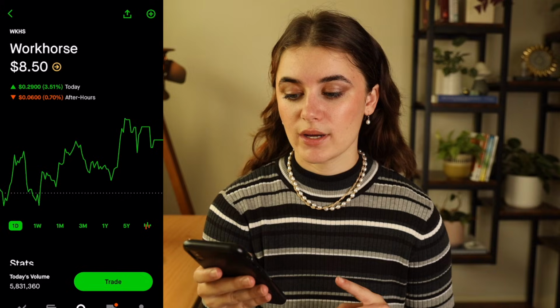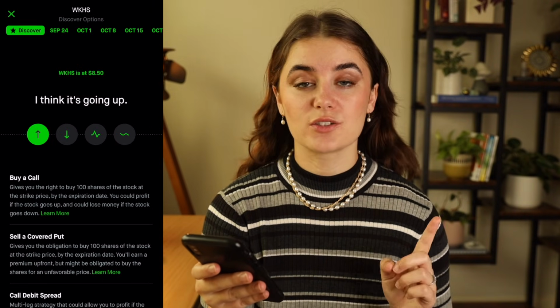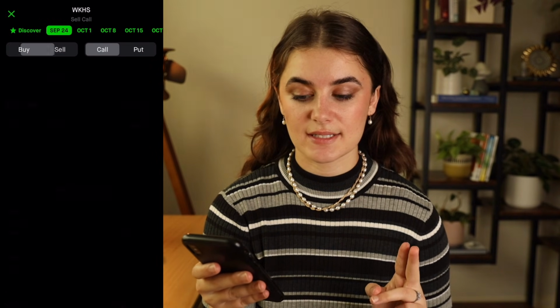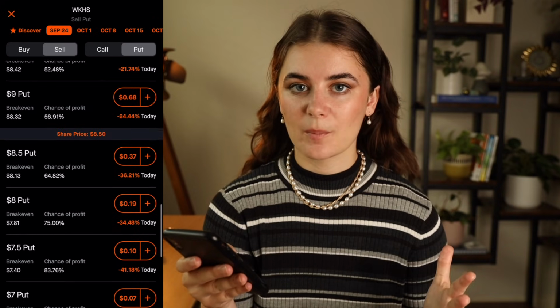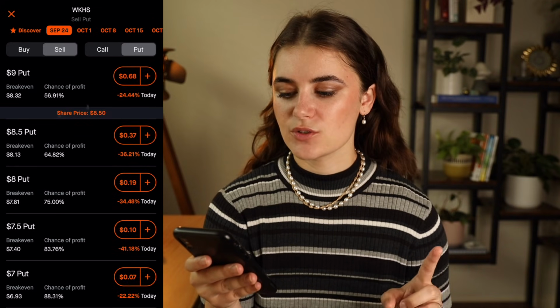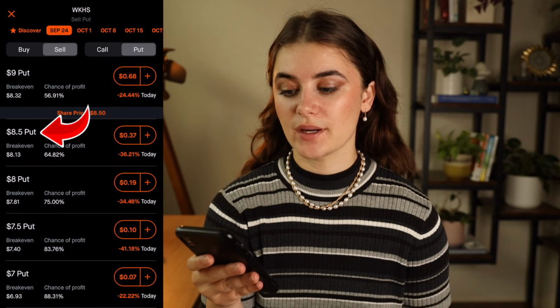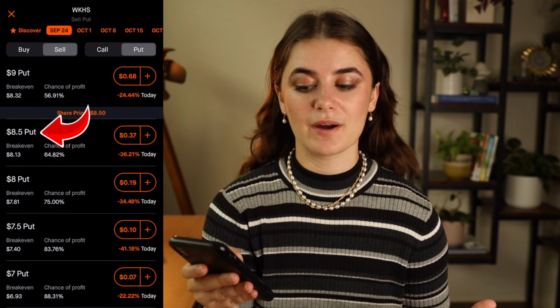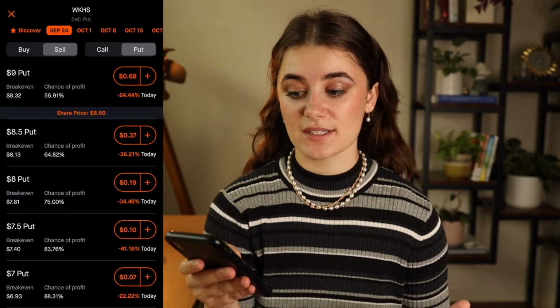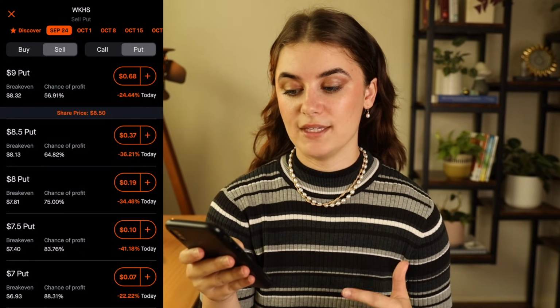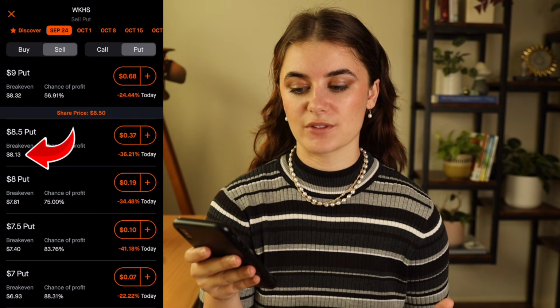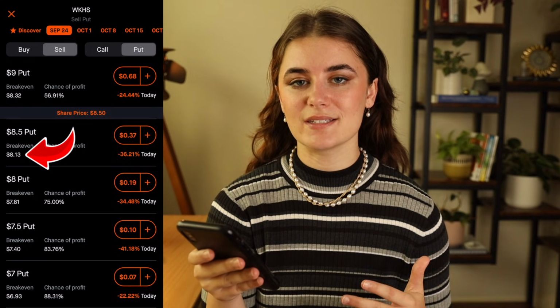So let's click on Trade and Trade Options. Then make sure you have Sell and Put selected. So now we can see a whole bunch of numbers, so let's go through them. This large white number here is what we call the strike price, which is the price at which you're required to buy shares if the put is exercised. Below that number, we have the break-even price. If the price of Workhorse goes below this number, we'll begin to make a loss.